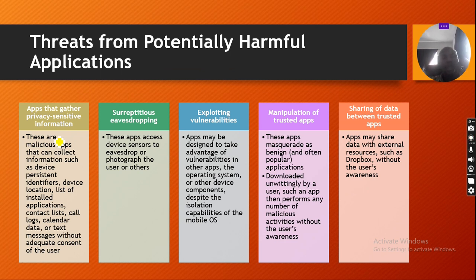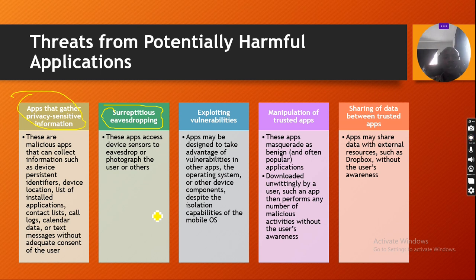Now still on that, threat from potentially harmful application. One is apps that gather privacy sensitive information. You can get a threat from here. These are malicious apps that collect information such as the device persistent identifier, device locations, list of installed applications. So it will gather all this very privacy sensitive information about the app itself or about the mobile device itself. Then another threat from potentially harmful application is surreptitious eavesdropping.